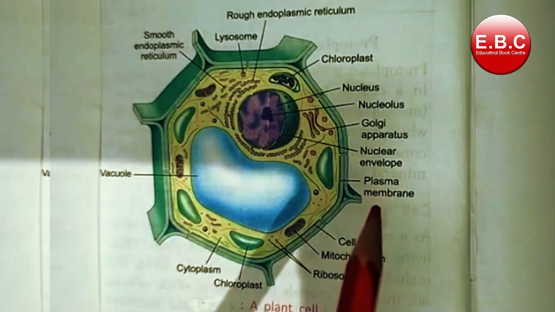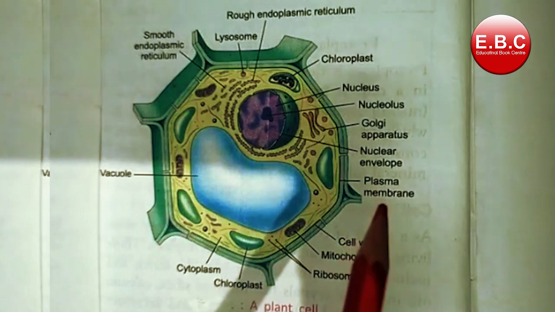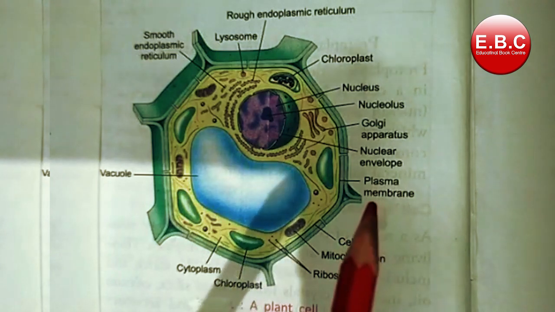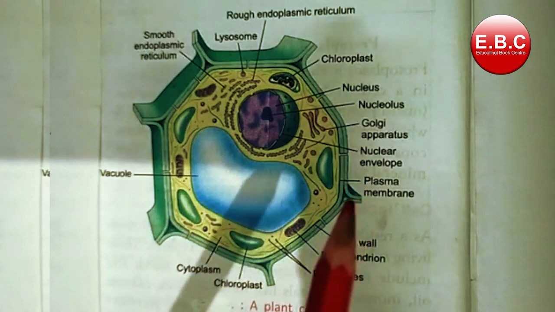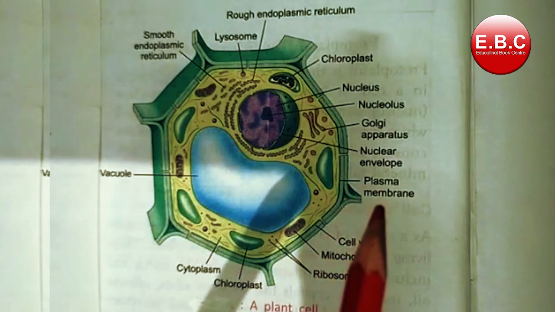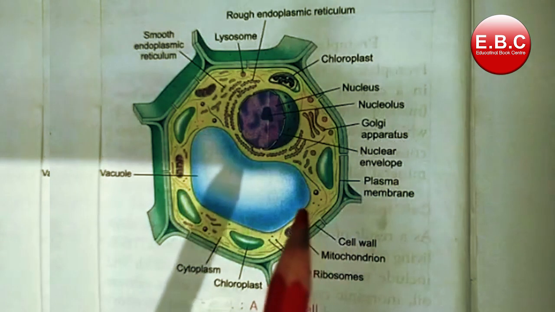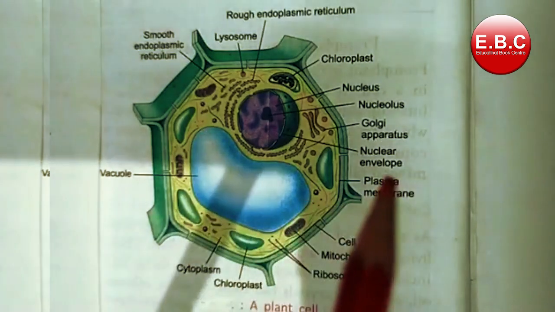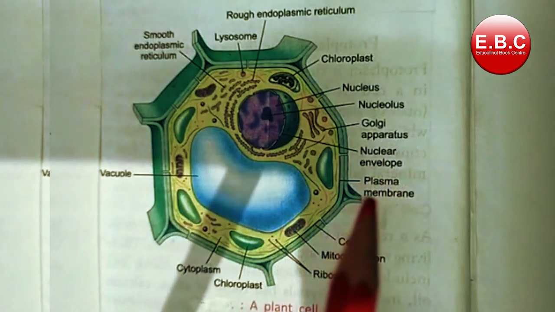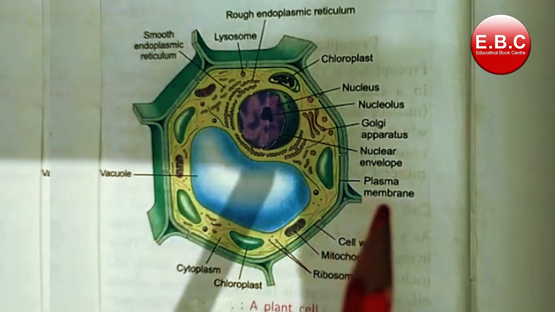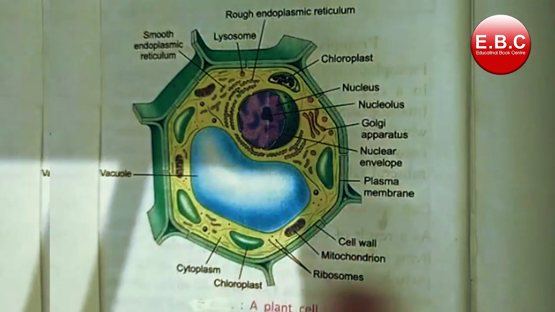Next is plasma membrane. You all know that it is the outermost covering of the cell and it is selectively permeable in nature. It is made up of lipids and proteins. Its main function is that it provides and maintains cell shape. It protects internal structure and regulates the transport of material.